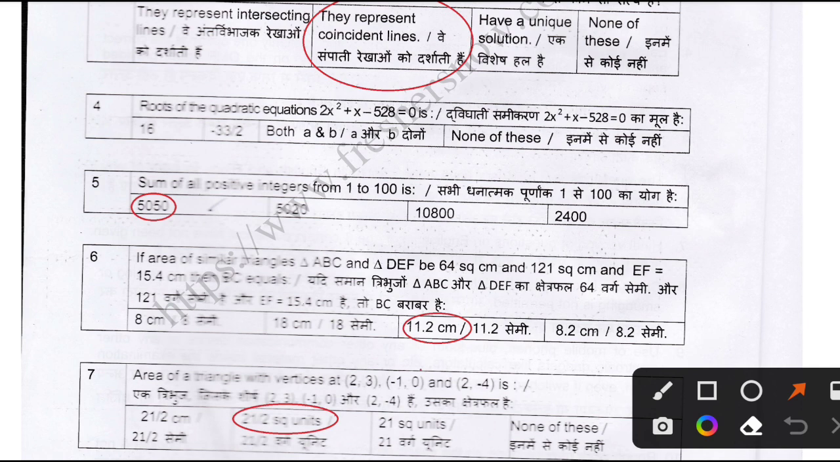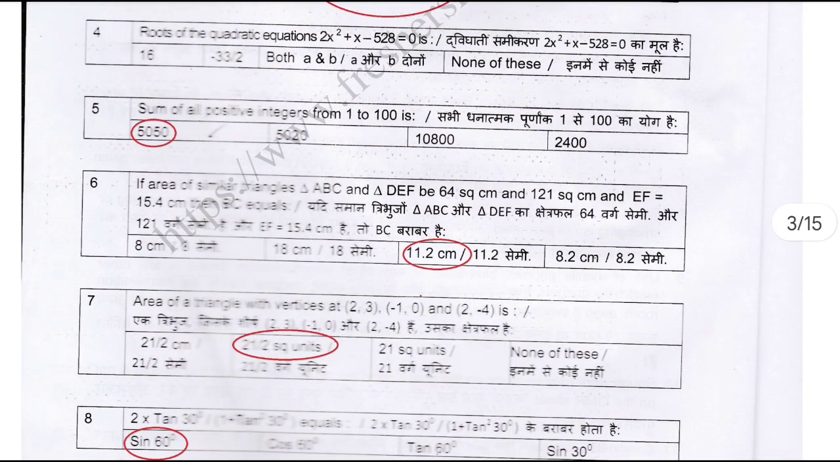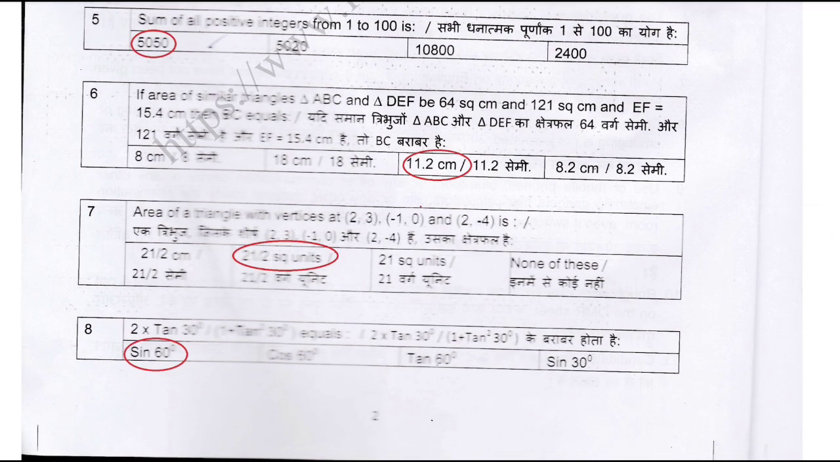Root of the quadratic equation 2x squared plus x minus 8 is equal to 0. The answer is 16. Correct answer is 16. Sum of positive integers from 1 to 100 is 5050. The area of similar triangles ABC and DEF are 64 and 121, and the answer is 11.2 cm.